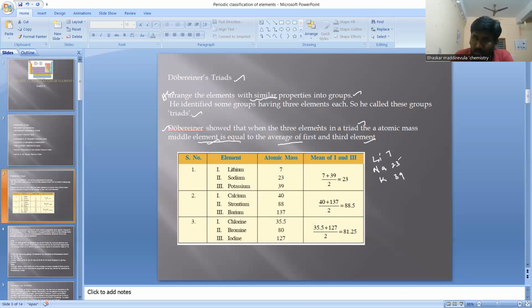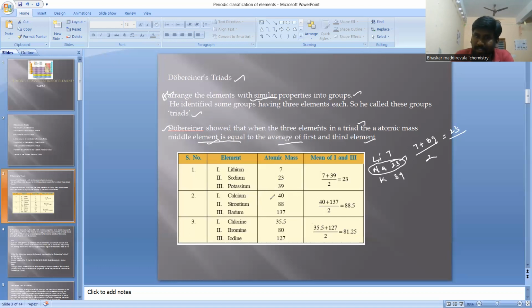He also showed that the atomic mass of the middle element is the average of the first and third elements. You see the average of the first and third element: 7 plus 39 by 2, which is approximately equal to 23. So this is equal to the atomic mass of the middle element. This is the main feature of the Dobereiner triad.